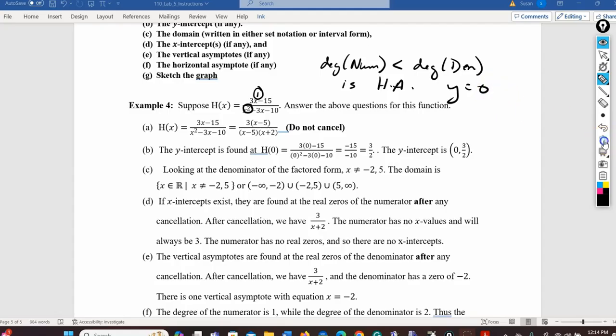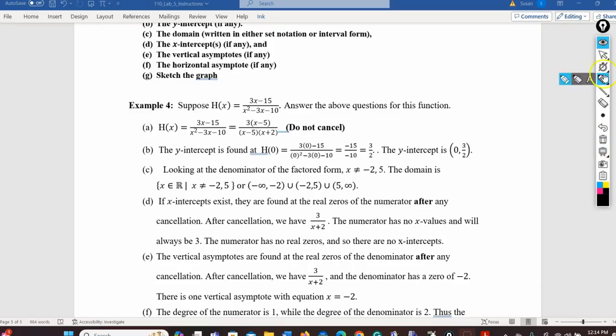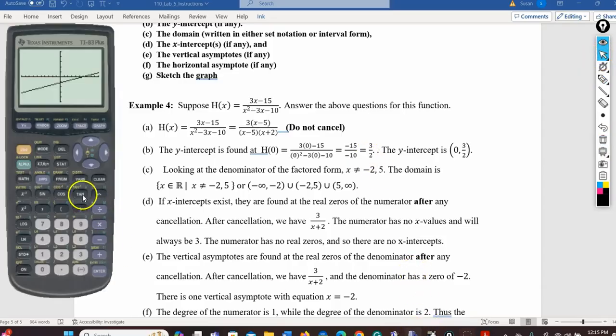Okay, so now we have enough to graph it. And if we're going to sketch it, we want to use our graphing calculator, but also we want to choose the best window for it. So I'm going to have 3x minus 15 in the numerator divided by x squared minus 3x minus 10 in the denominator. And I'm going to start with a zoom 6.